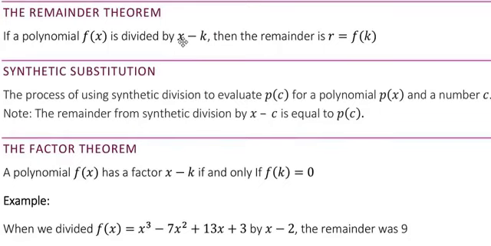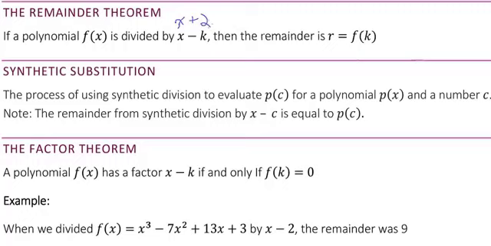So let's get through the theorems that come out of this. So the first one's called the remainder theorem. And that says, if the polynomial f of x is divided by x minus k, then the remainder r is equal to f of k. So let's talk about that in terms of a concrete example. So let's say I divided f of x by, say, x plus 2.